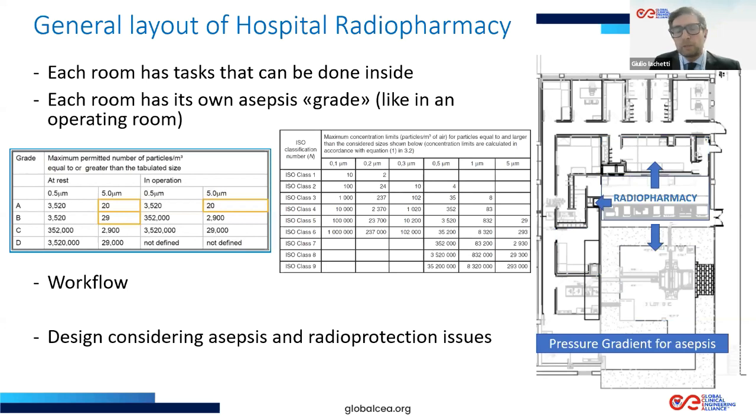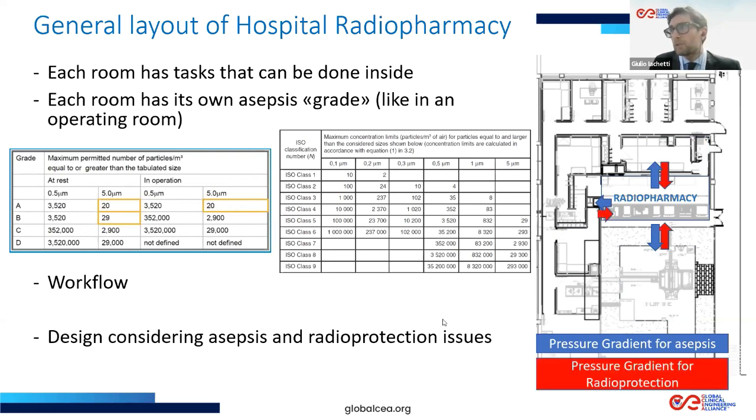We spoke about asepsis. The gradient of pressure for asepsis should be like that. So in the radiopharmacy, you would have the maximum pressure related to the rooms that are near the radiopharmacy. But you have also a problem of radioprotection. And thinking about radioprotection, you would have the opposite one.